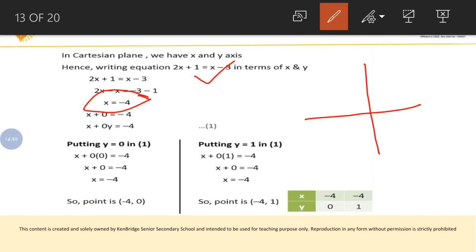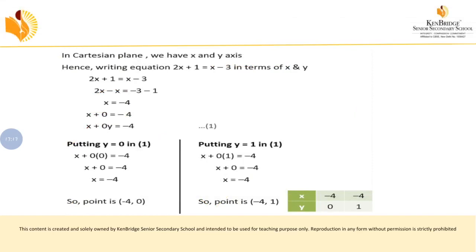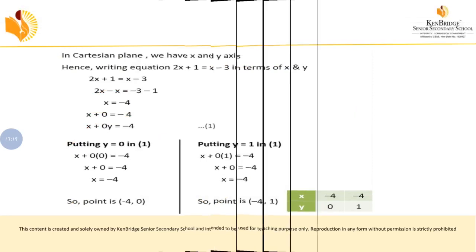Now if you want to plot anything on the graph, we need to find the points. So let's imagine y is equal to 0 and y is equal to 1 in this equation. Then you will have the points minus 4 comma 0 and minus 4 comma 1. These 2 points you have to draw in the tabular column. After drawing the tabular column, we have to plot the points on the graph.